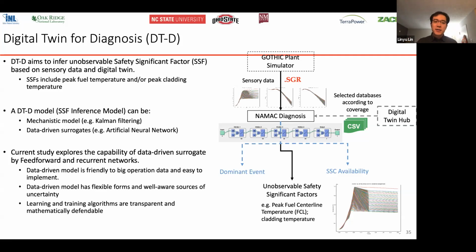The reason is that we found the data-driven model is more friendly to big sizes of operational data, and it's also easy to implement. Also, data-driven models have flexible form and are aware of sources of uncertainties. The learning and training algorithms for the data-driven method are transparent and mathematically defendable. But for the mechanistic model, this learning and training process is usually stored in our brain, which is usually implicit.